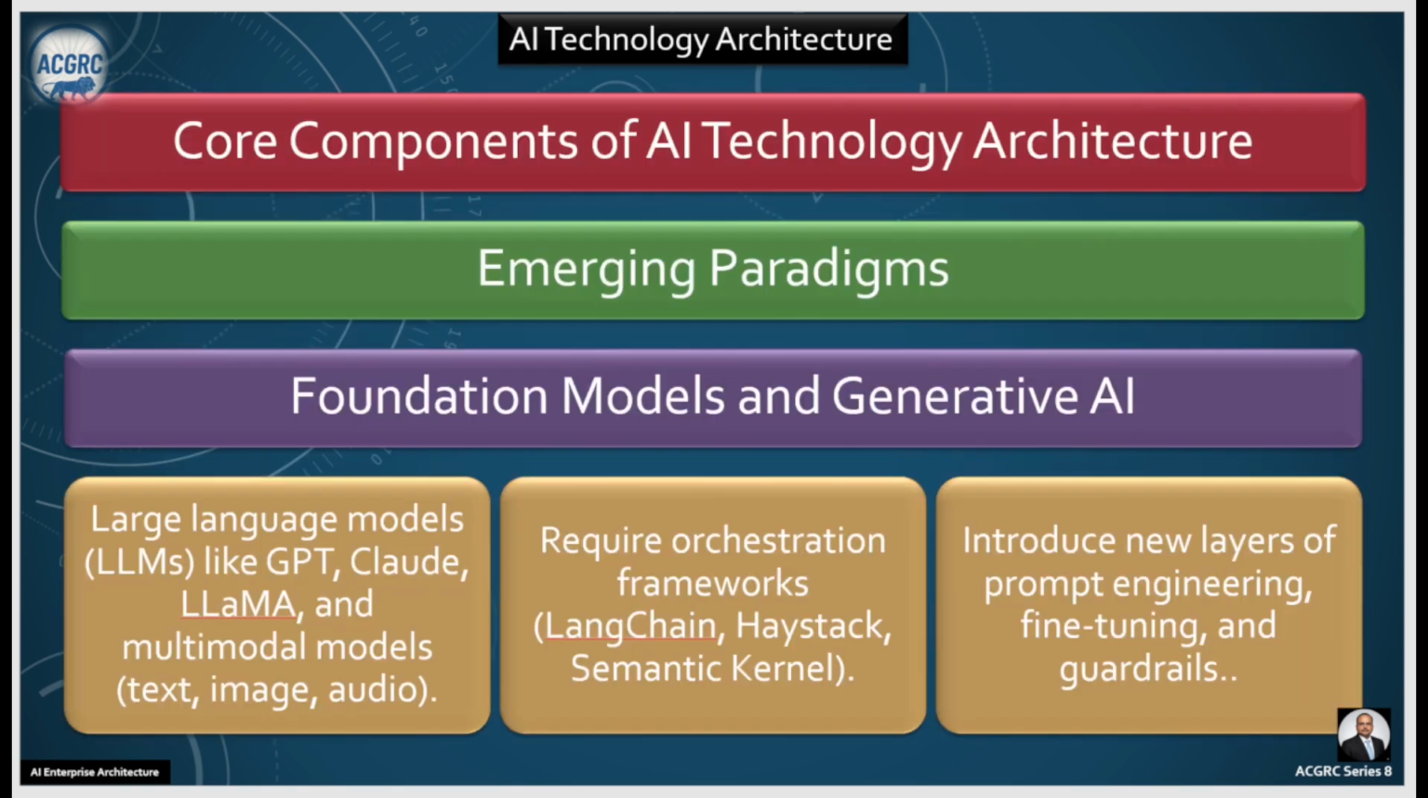Next is the emerging paradigms. The foundation model and generative AI. These are large language models like GPT, Claude, and Llama, and multimodal models for text, image, or audio. They require orchestration frameworks like LangChain, Haystack, Semantic Kernel, etc. It introduces new layers of prompt engineering, fine-tuning, and guardrails.